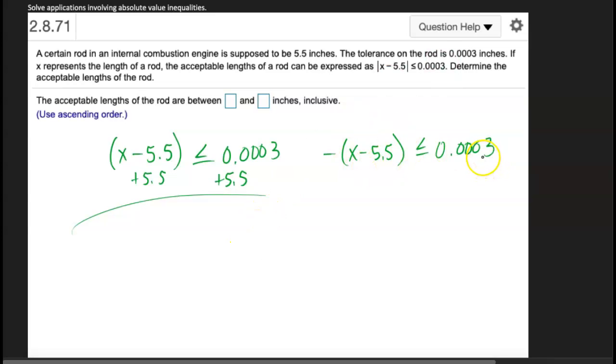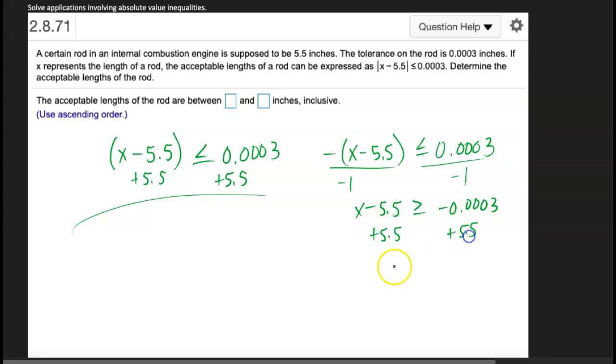For this other one, I could choose to divide both sides by -1 first. But if I do that, I must switch the direction of the inequality in the next step, and as well then add 5.5 to both sides to finish solving that.